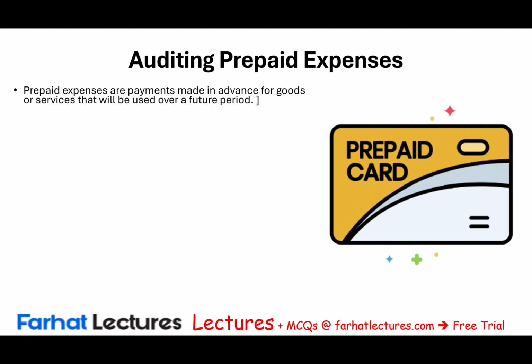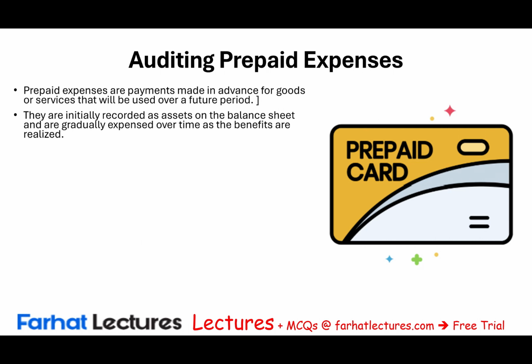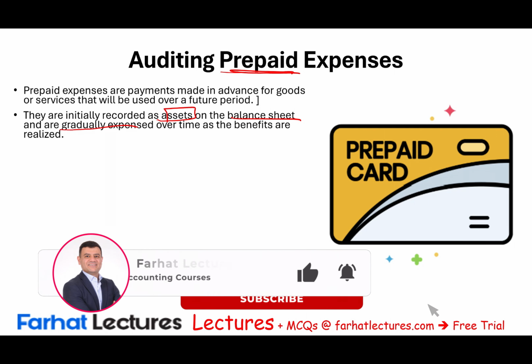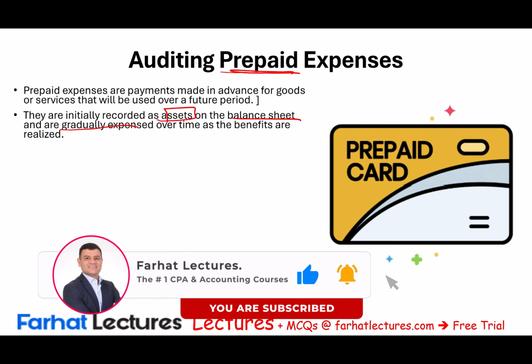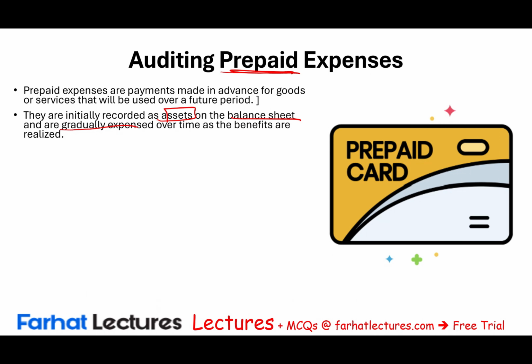So what are prepaid? Prepaid are payments made in advance for goods or services that will be used in the future. And as far as we are concerned, prepaid are assets. Prepaid expenses, don't let the word expense fool you. They are prepaid. They are assets. They are initially recorded as assets on the balance sheet, and they are gradually expensed over time as they are used up, either through time, through consumption, through amortization, however they are used up.